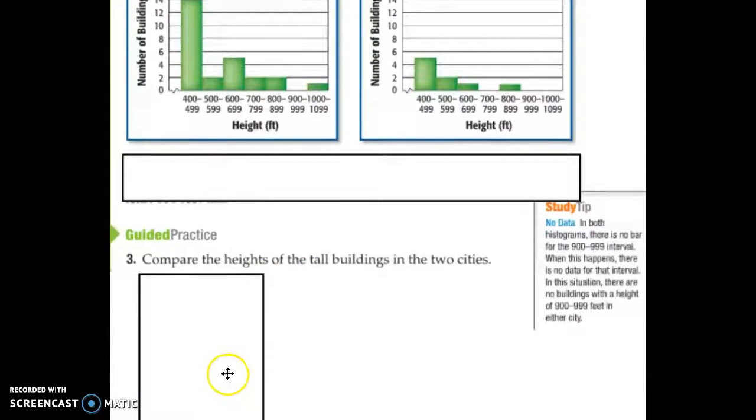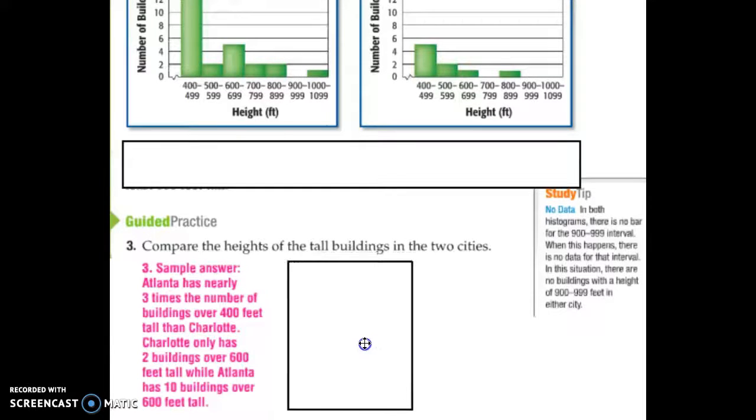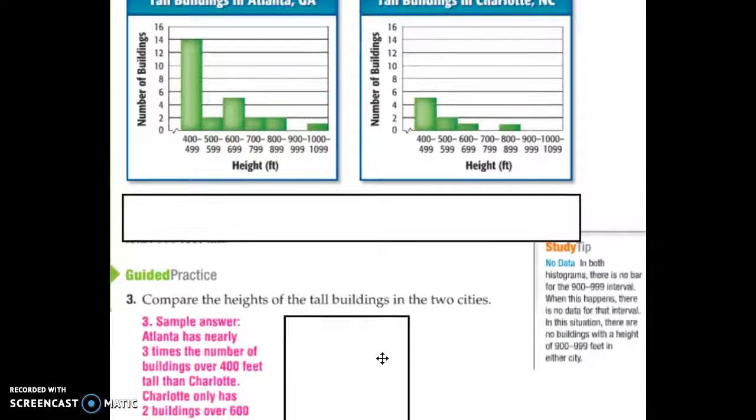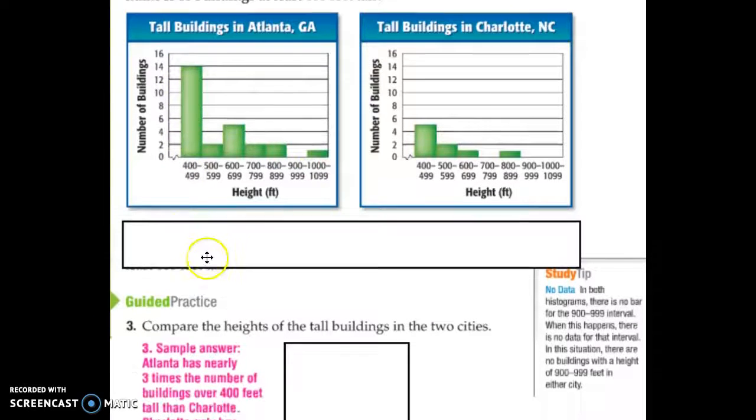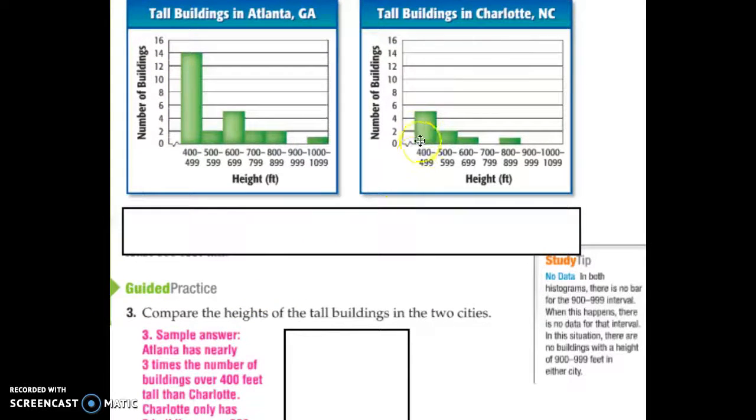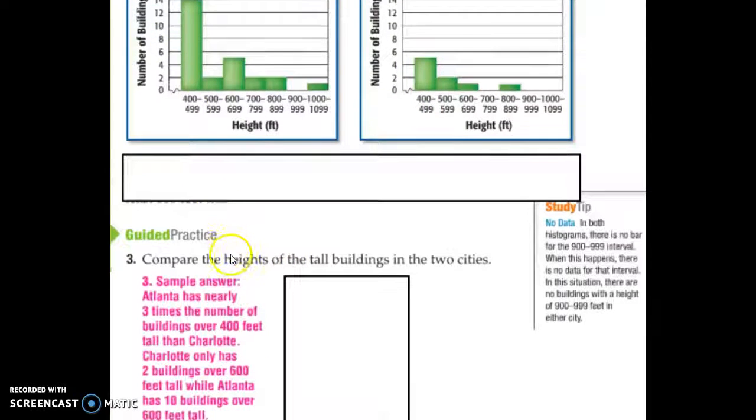And let's take a look at how they want us to compare the heights of the two cities. Most of the buildings in Atlanta are in this range, the 400 to 499. That's kind of the most common. Most common in Charlotte is there too, but it's way more in Atlanta.